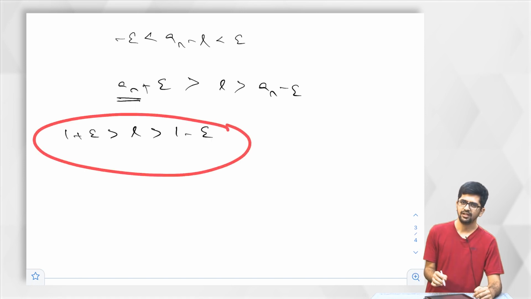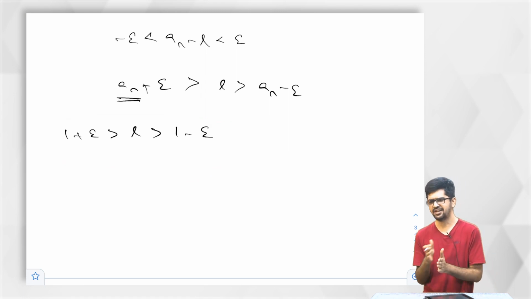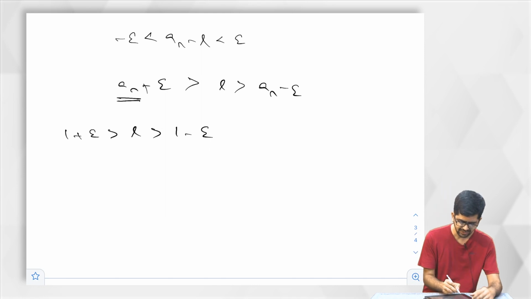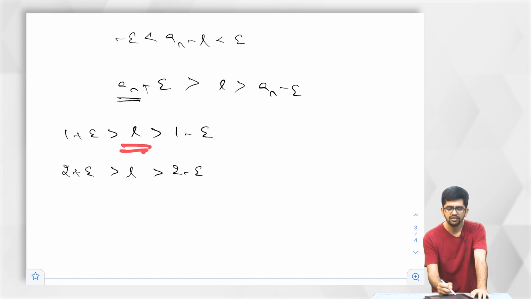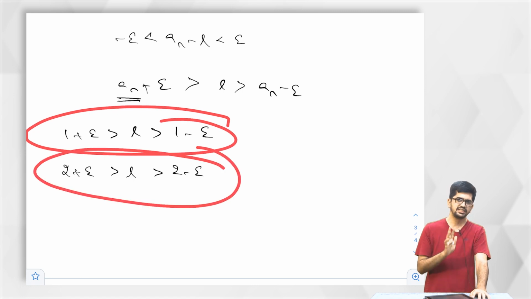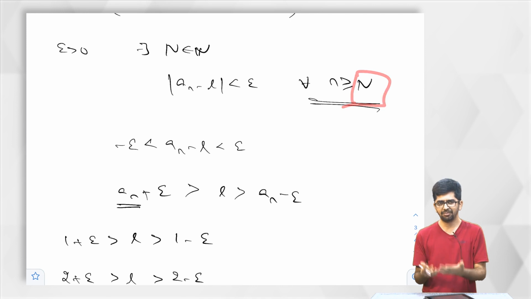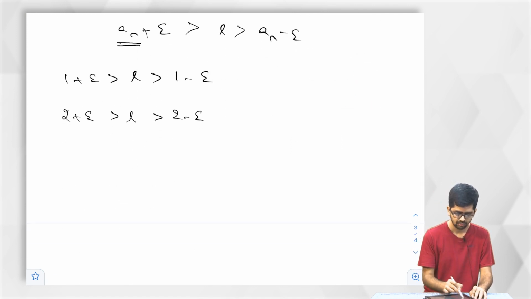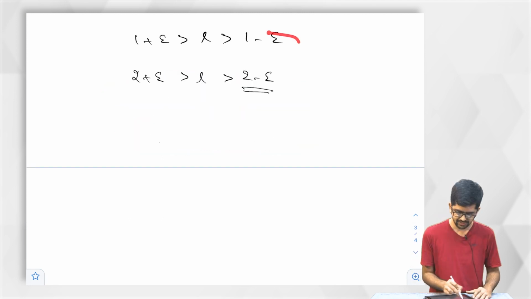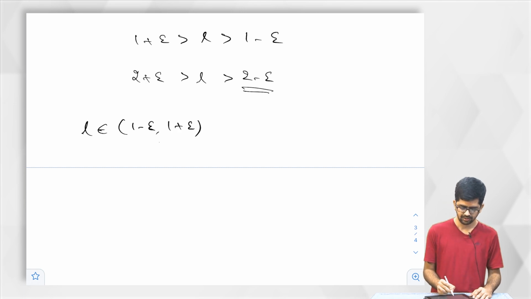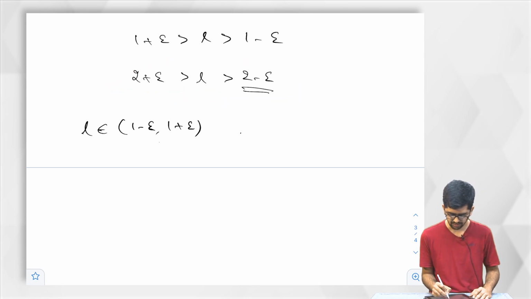So this is one situation. For n odd also, after a certain stage there are odd and even numbers both. So one should also have a_n equal to 2 at some places. So 2 plus epsilon greater than L greater than 2 minus epsilon. This L should satisfy both conditions, not just one, because after N there will be even numbers and odd numbers. So the L that I want to guess should satisfy these two properties. This says the element L belongs to the interval 1 minus epsilon, 1 plus epsilon. This says the element L belongs to the interval 2 minus epsilon, 2 plus epsilon.